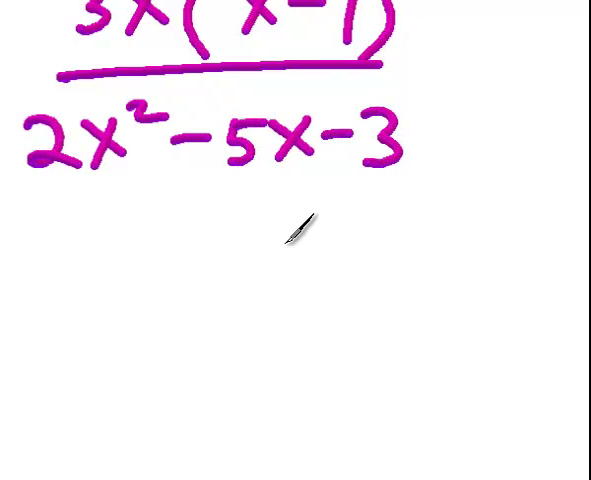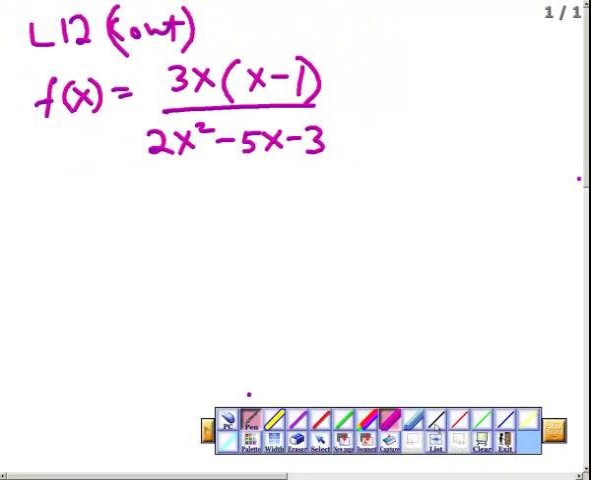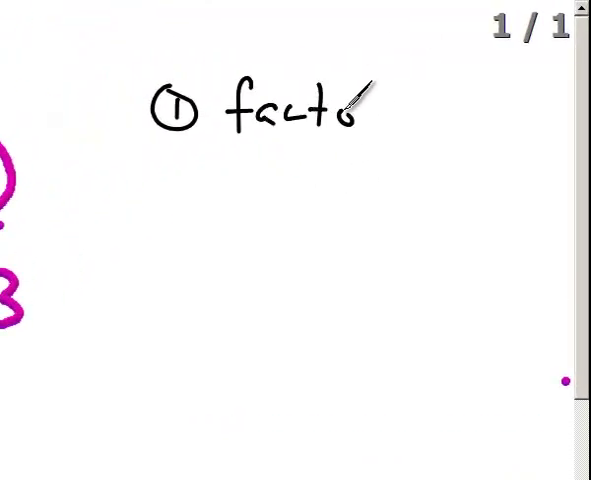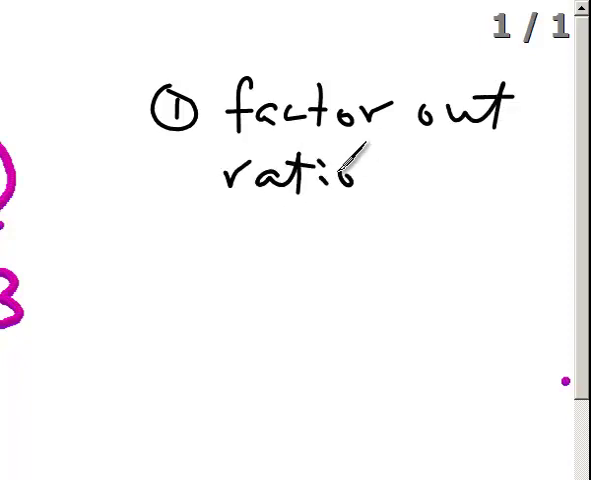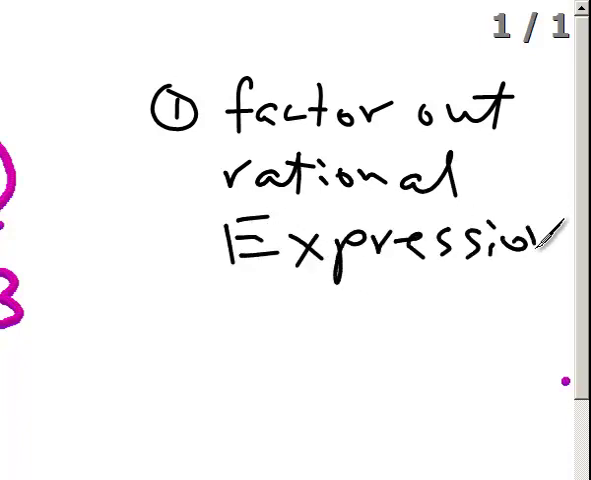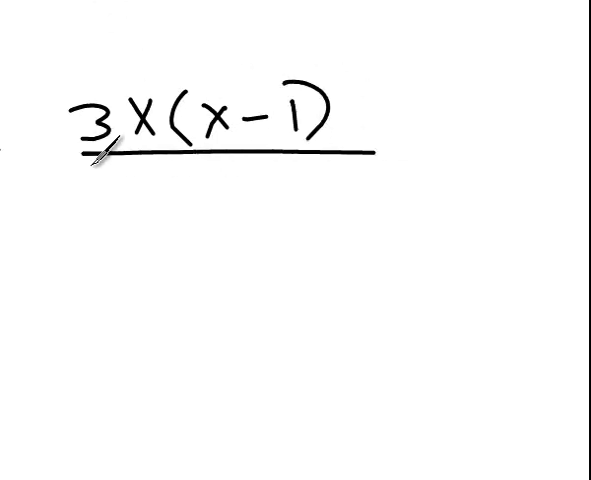Okay, the first thing you want to do is factor, because you want to see, are there any common factors that we need to be concerned about? Because if there are, then we need to cancel them out. So factor out our rational expression. Okay, so the numerator is already factored out. So we're already fine with that. So we go ahead and factor out the denominator.